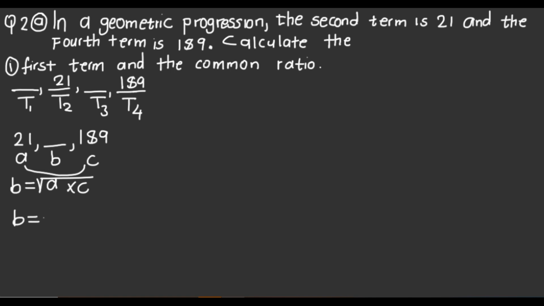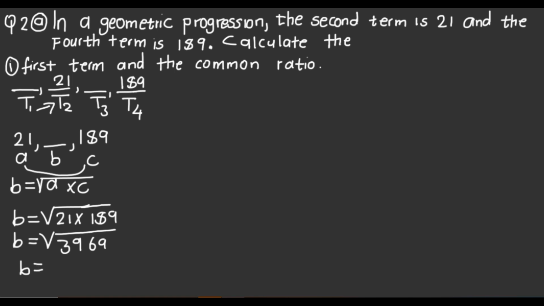B is equal to, what is the value of A? The value of A is 21, which is the first number, multiplied by the value of C, which is 189. 21 times 189 will give us 3,969. Then we are going to find the square root of this number. The square root of this number is 63. This is our middle term.